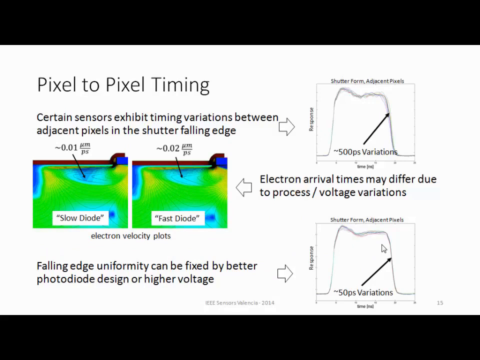Another problem is the pixel-to-pixel variation. This is usually a problem that arises from process variations. The electron velocity inside the photodiode is not very stable in some cases, and this is solved by better pixel design. It's very easy to solve by reducing the full well capacity and the pinning voltage of the photodiode, or by raising the transfer gate voltage, which is always the easy solution.